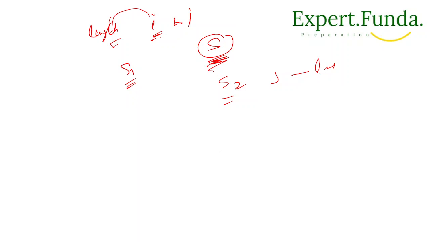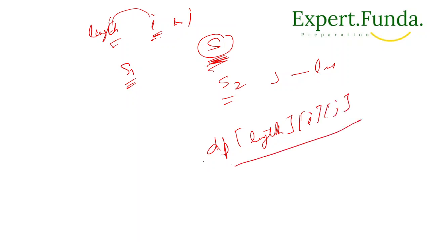So let's suppose we have dp of length, i, j. This will represent the length, i, j of dp. It will be a boolean representing whether t is a scrambled version of s or not.